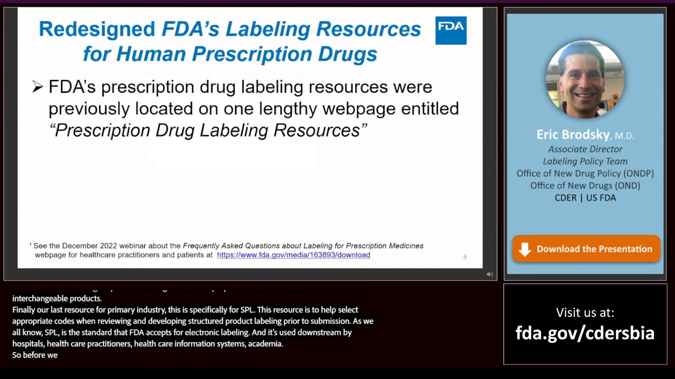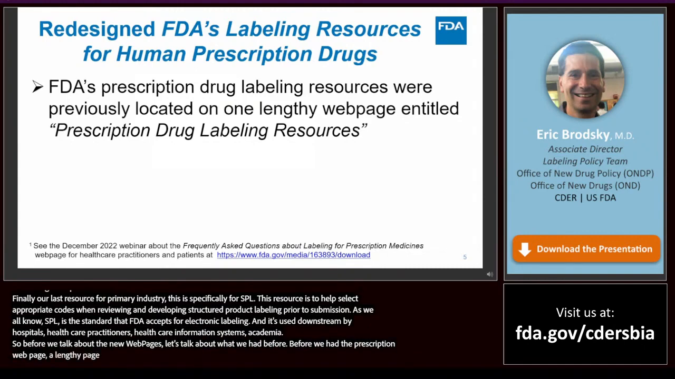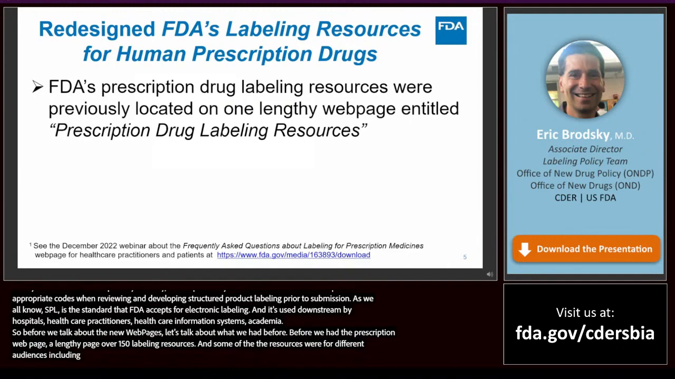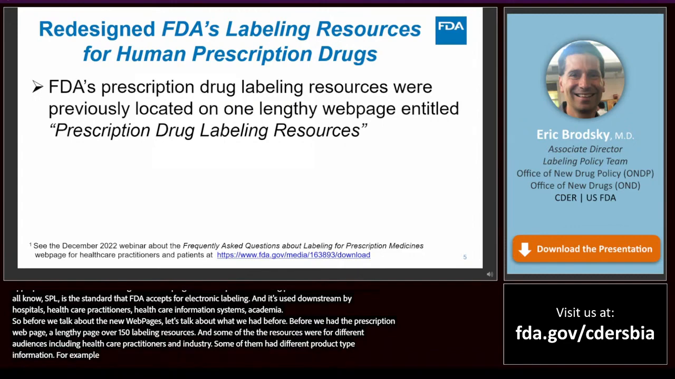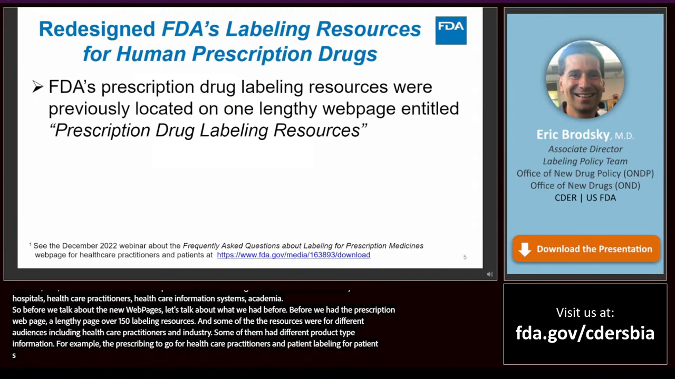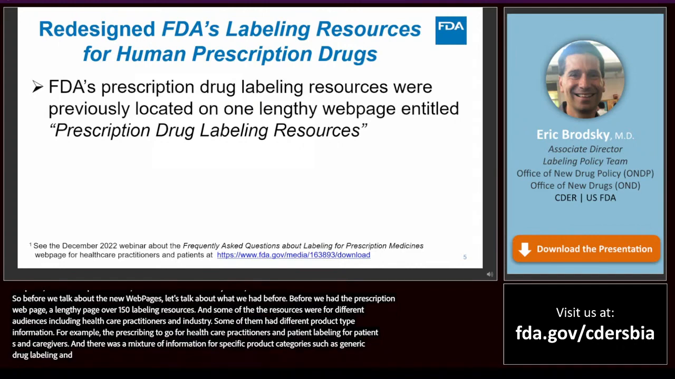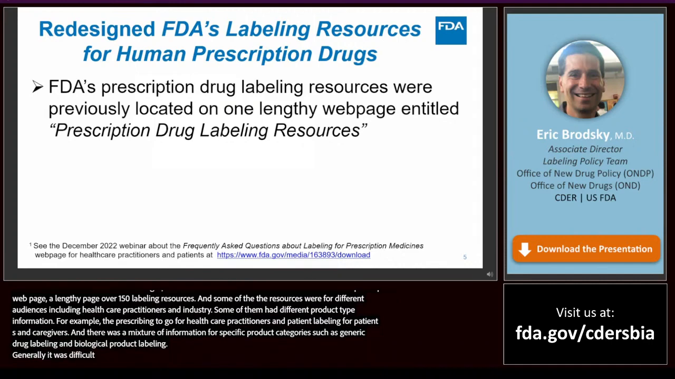So before we talk about the new web pages, let's talk about what we had before. Before we had the Prescription Drug Labeling Resources web page, it was a very lengthy page with over 150 labeling resources. And some of the resources were for different audiences, including healthcare practitioners and industry. Some of them had different product type information. For example, the prescribing information for healthcare practitioners and patient labeling for patients and caregivers. And there was a mixture of information for specific product categories such as generic drug labeling and biological product labeling. Generally, it was difficult for users to find information they were looking for.